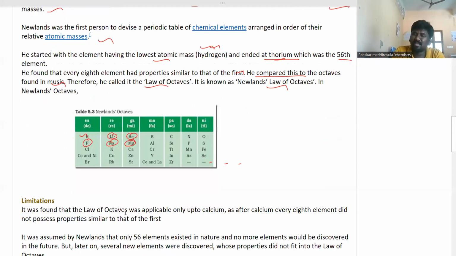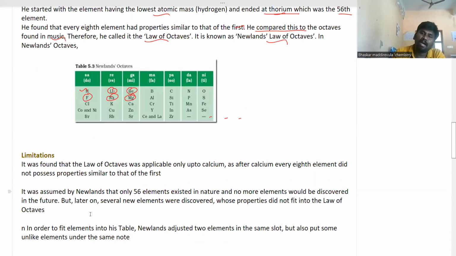But there are some limitations with Newlands' Law of Octaves. It was found that the law of octaves was applicable only up to calcium. Here you can see the calcium element. What is the law of octaves? Every eighth element resembles the properties of the first element. That was applicable only up to calcium. After calcium, the elements did not possess the properties of the first element. This is one limitation: up to calcium only, the law of octaves is applicable.